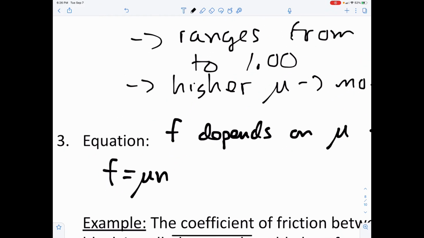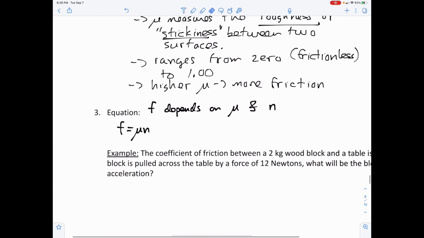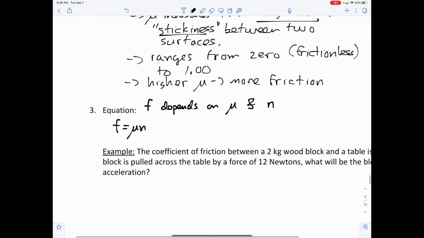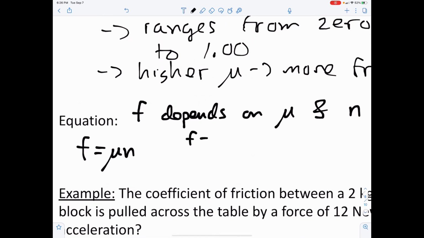This is a really easy equation to remember. Friction is fun. Do you guys see the fun? F-U-N. Friction is fun. That is going to be an easy way to remember that equation. Let's identify the variables. F is the friction force. Friction force is in newtons.